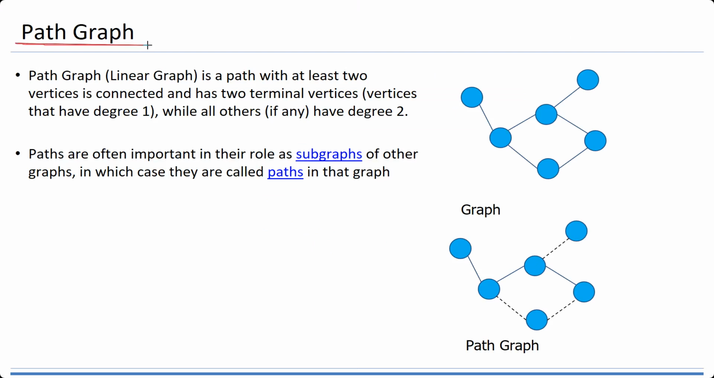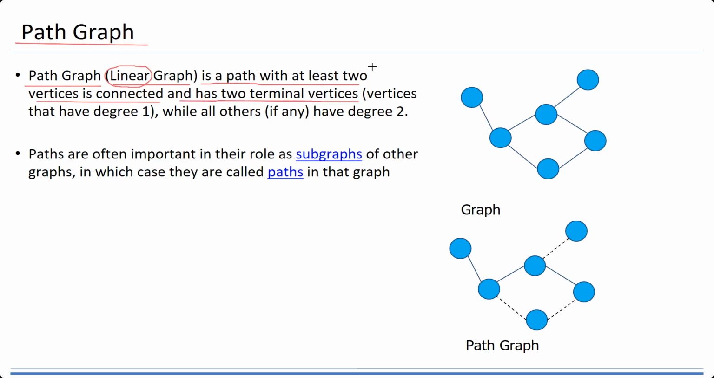So what is path graph? Path graph is a kind of linear graph. Okay, we call it linear. It is a path with at least two vertices is connected and has two terminal vertices.